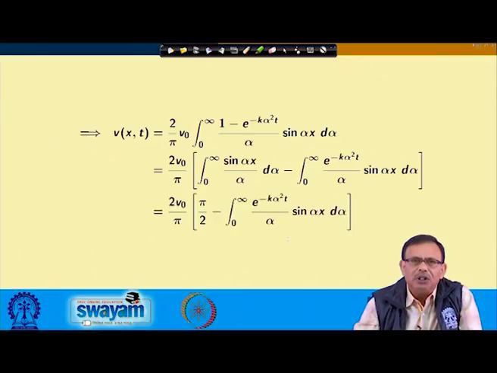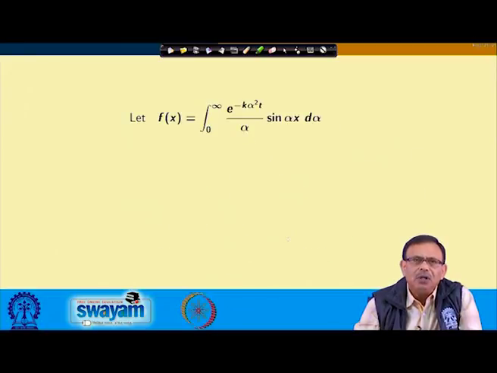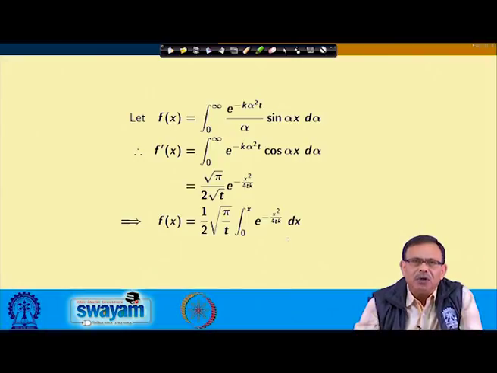First integral value is pi by 2. So, I am getting v 0 into 1 minus 2 by pi into this integral. My aim is to find out the value of this integral now, which I am assuming as f x. So, that f dash x from here I can find out, and the value of this integral is known to us, the common one. We have written this. So, that your f x will be nothing but half into root over pi by 2, integral 0 to x into e power minus x square by 4 t k dx.